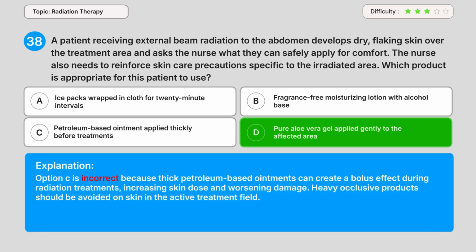Option C is incorrect because thick, petroleum-based ointments can create a bolus effect during radiation treatments, increasing skin dose and worsening damage. Heavy occlusive products should be avoided on skin in the active treatment field.